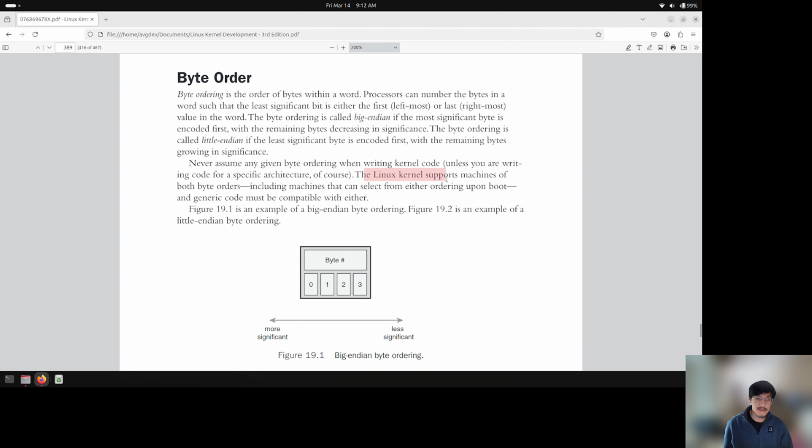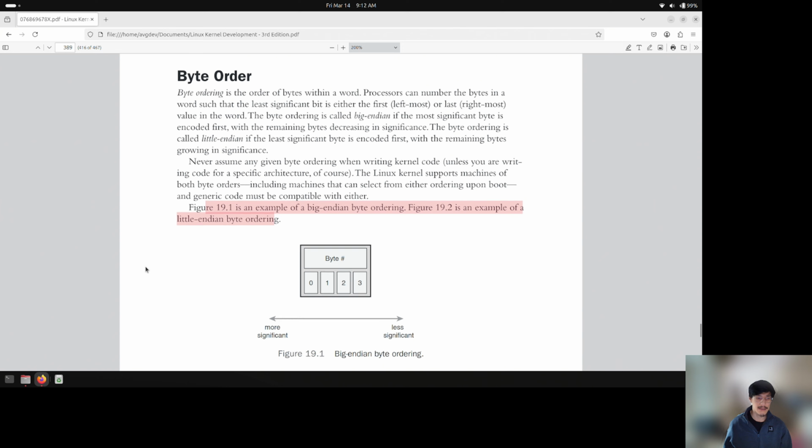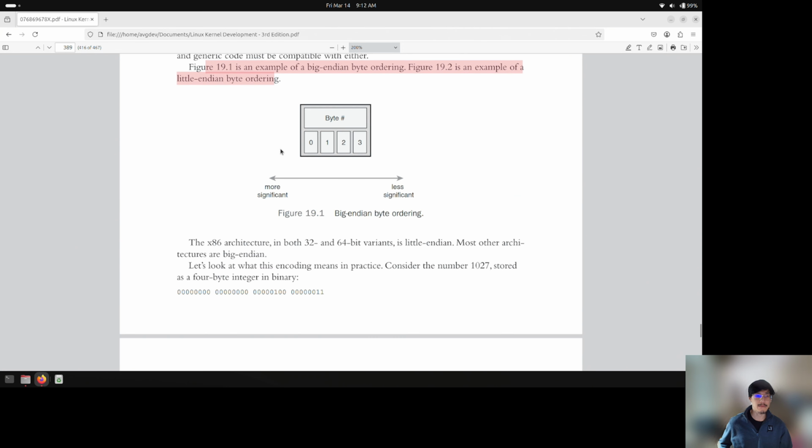The Linux kernel supports machines of both byte orders, including machines that can select from either ordering upon boot, and generic code must be compatible with either. Figure 19.1 is an example of big endian byte ordering. Figure 19.2 is an example of little endian byte ordering. Okay. So big endian, more significance first, so you read it left to right. The x86 architecture in both 32 and 64-bit variants is little endian. Most other architectures are big endian.